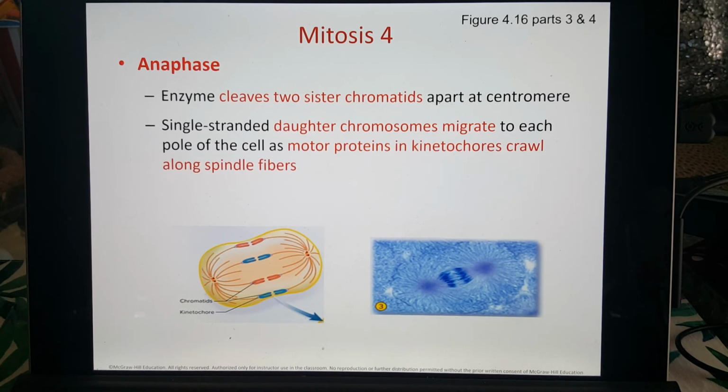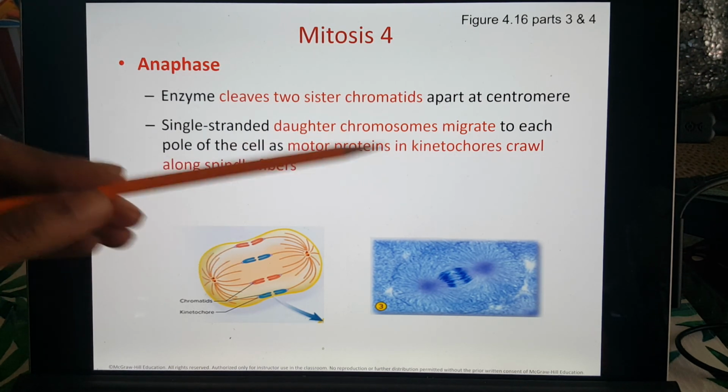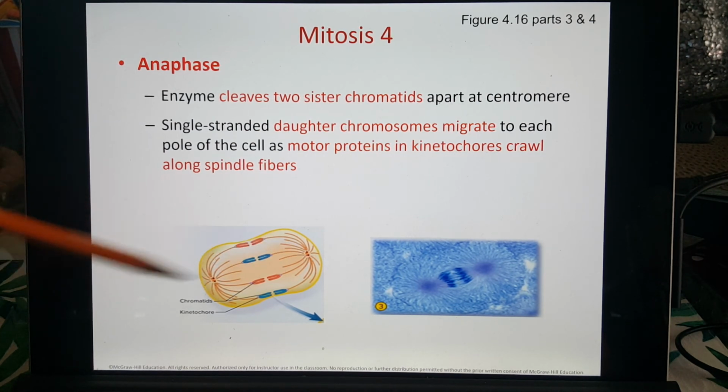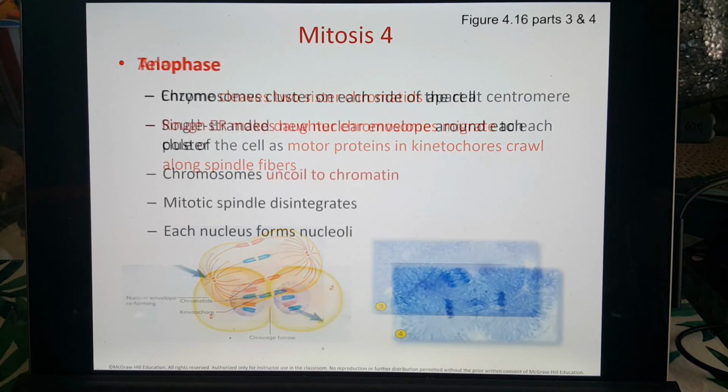So making sure both of them are going to have complete sets. Remember, by now you have two whole sets of DNA, so we're just splitting everything down the middle. Nice, clean break to get everything that each cell is going to need. So this is where we use the motor proteins on our microtubules to crawl along those microtubules and move everything to the two separate sides.